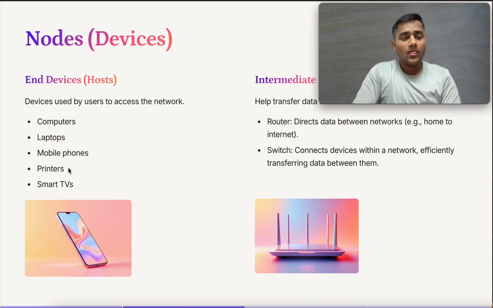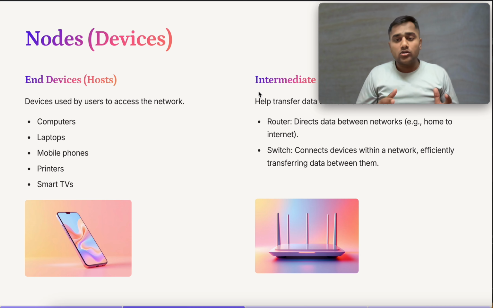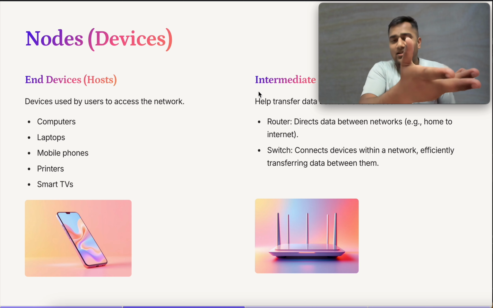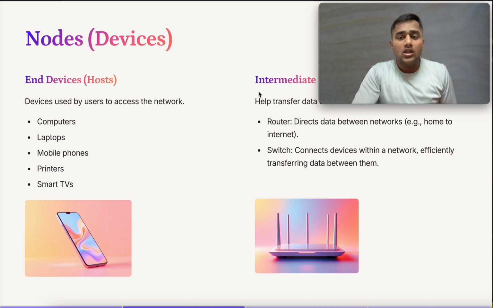Nodes are the devices, and there are two types of nodes. One is end devices and one is intermediate devices, or nodes. Both are the same things. End devices means those devices which are at corner points or at the end, as the name says. The features of end devices are that either they send data, or they receive data.